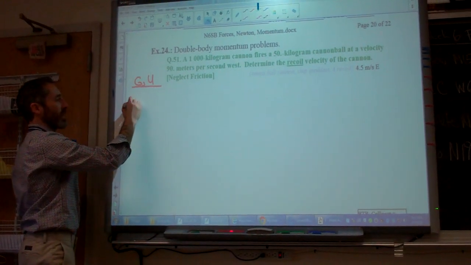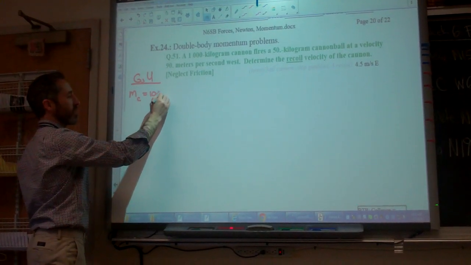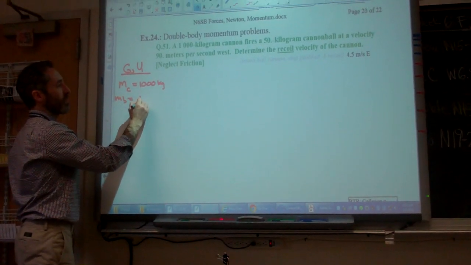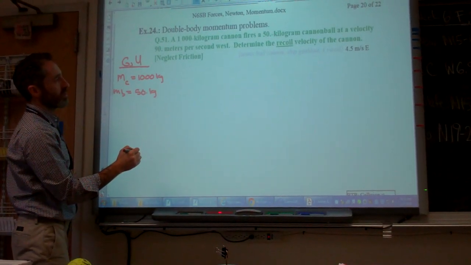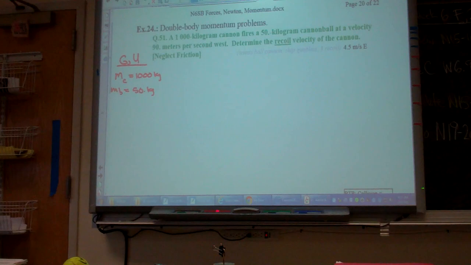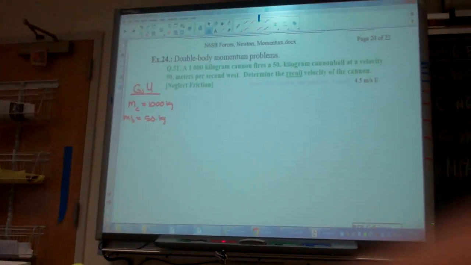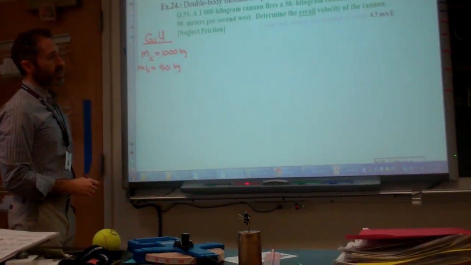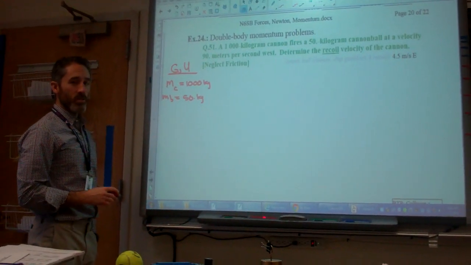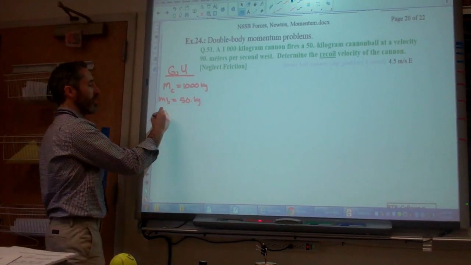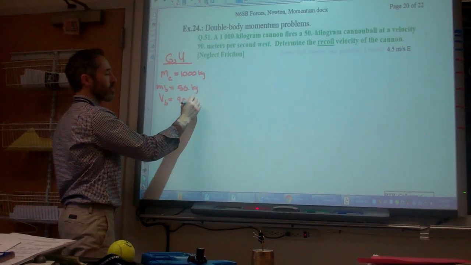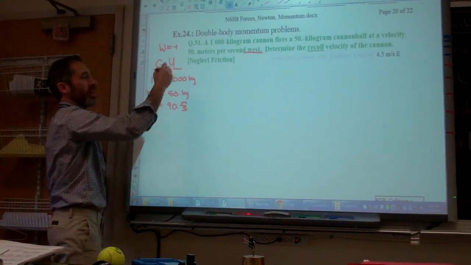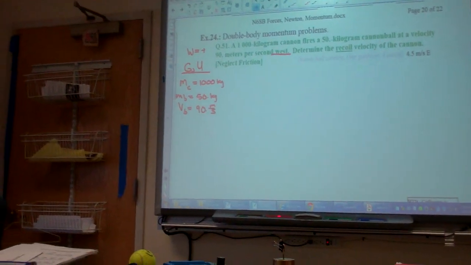So, 1,000 kilogram cannon, the mass of the cannon is 1,000 kilograms. The mass of the ball is 50 kilograms. Now who's going 90 meters per second? Whose velocity is that? Wait a minute now. Better read it over. It fires a 50 kilogram cannonball at a velocity of 90. So whose velocity is that? The ball. The velocity of the ball is 90 meters per second west. Put west positive because it's going to matter.